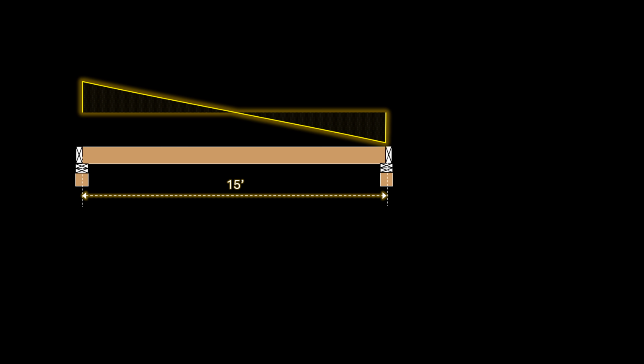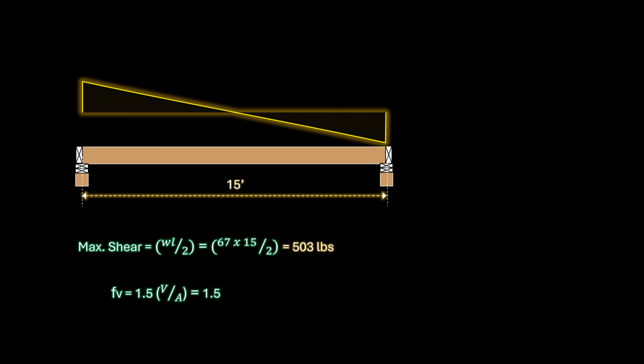If we consider the full span for this project, the shear force is half of the product of the uniform linear load and the span. Therefore, the shear force is 503 pounds. Using the shear stress formula, the demand shear stress is 54 pounds per square inch, which means that the shear stress capacity of the joist should exceed 54 pounds per square inch.